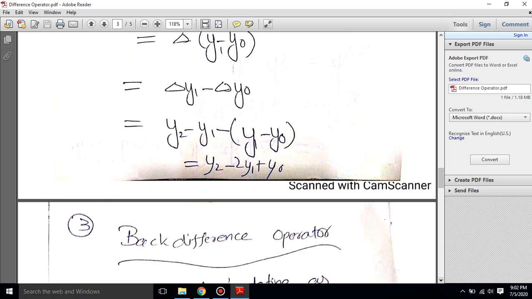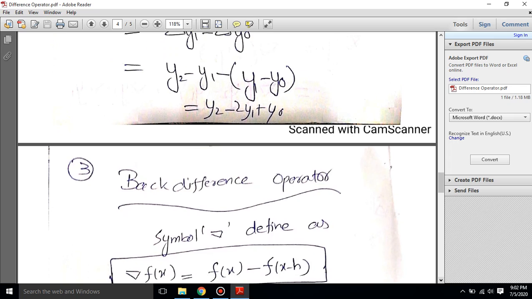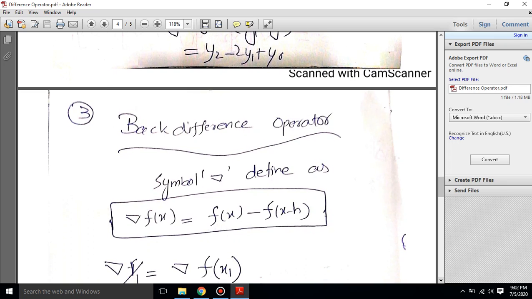Now we have another difference operator, called the backward difference operator, that is going to be represented with this symbol. Remember, we are going to use all these operators in interpolation when we want to define the tables, as far as the central difference table, the backward difference table, or the forward difference table is concerned.